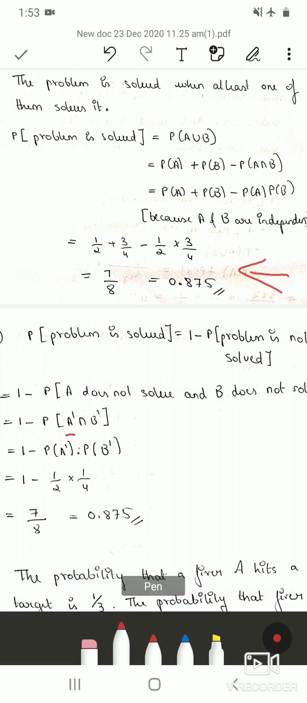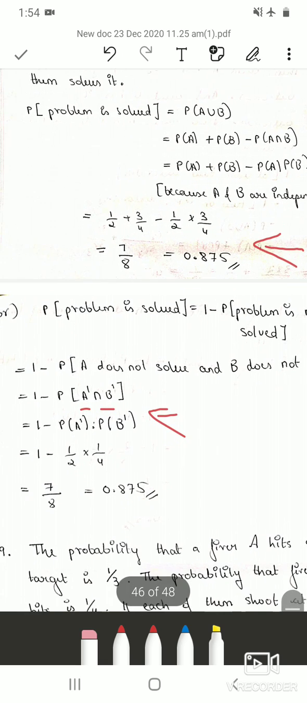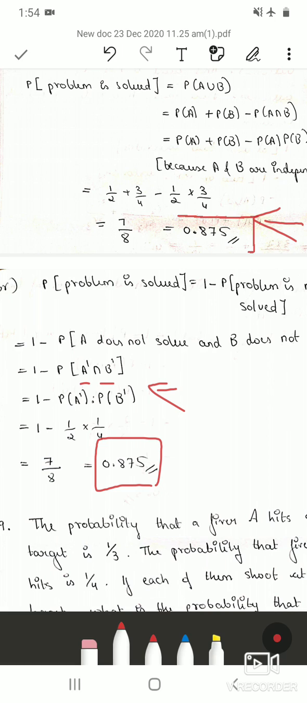Here A complement is student A does not solve the problem and B complement is student B does not solve the problem. Since they are independent, we can take it as 1 minus probability of A complement into probability of B complement. Substituting the values, 1 minus 1 by 2 into 1 by 4, which is 7 by 8, which is 0.75. So in both the cases we got the same answer.